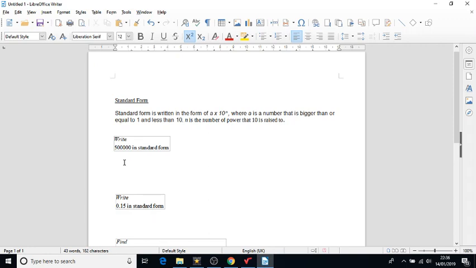So, for example, if you had 50, you would split that up into 5 multiplied by 10. But that 10 can be written as 10 to the power of 1. So you write 5 times by 10 to the power of 1 is equal to 50. The same with 500: 5 times by 10 to the power of 2. That's how you would want to write it in standard form. So in this case here, 500,000, you want to write it as 5 multiplied by 100,000.